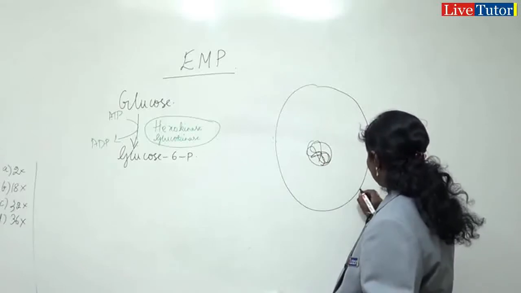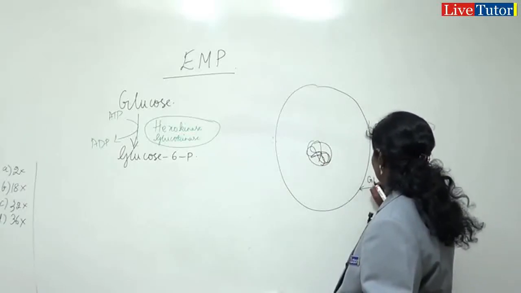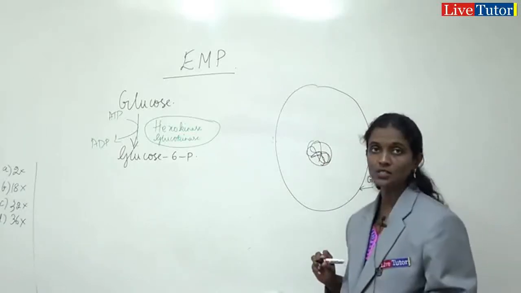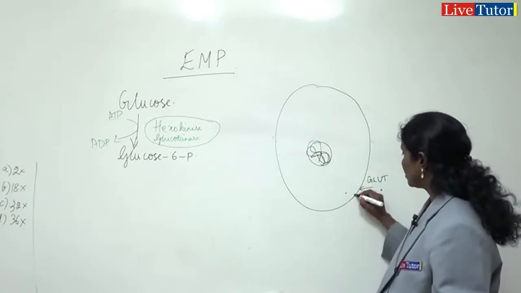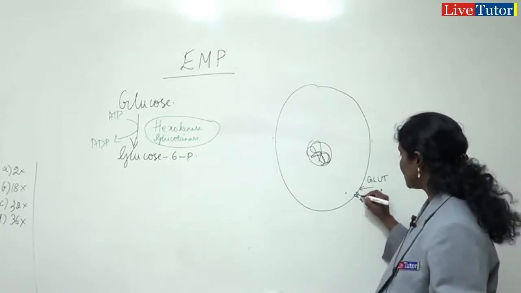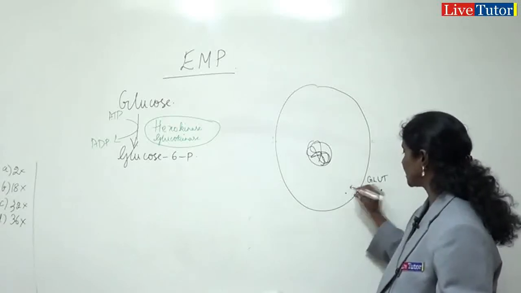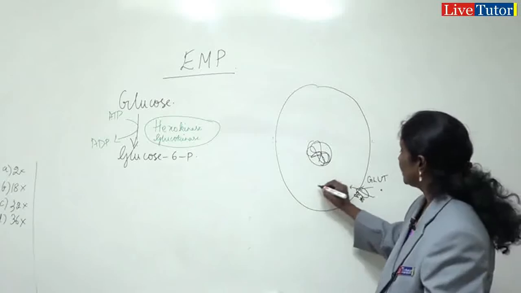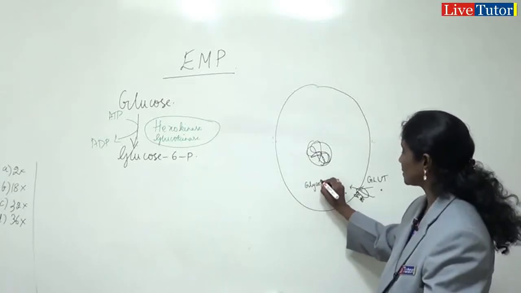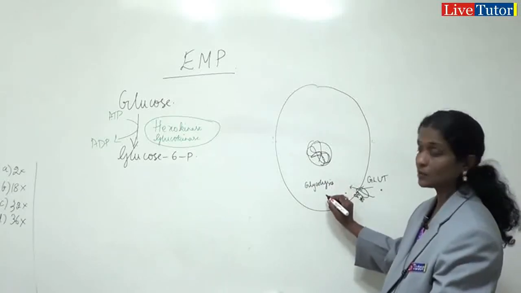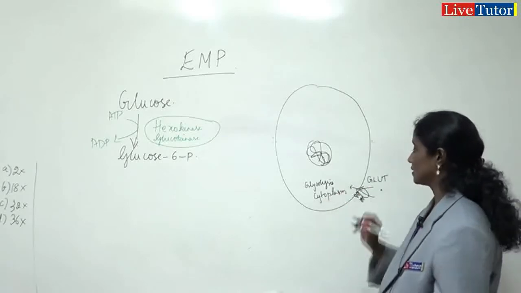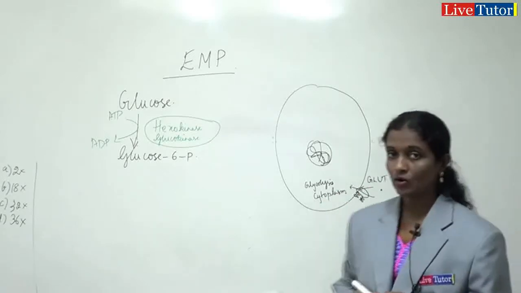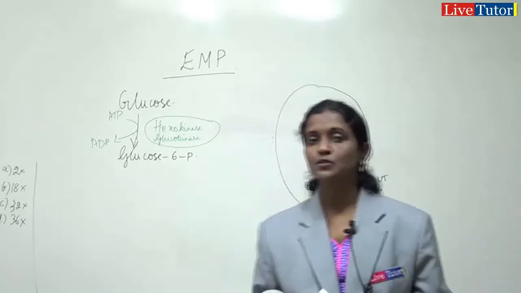Okay, so here is the plasma membrane, which has GLUT, that is glucose transporters, which will transport the glucose from outside to inside. They are all just bilayer structures, and in the bilayer we have a membrane protein which transports the glucose from outside to inside. Glycolysis takes place in the cytoplasm. I repeat, glycolysis takes place in the cytoplasm, the cytosol.